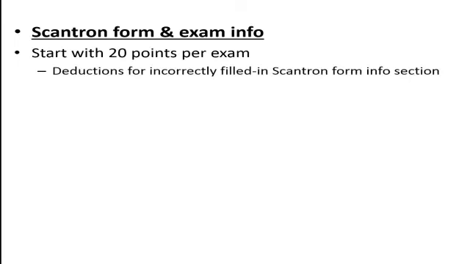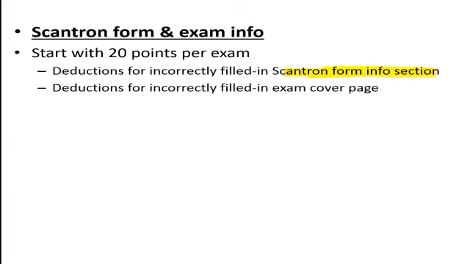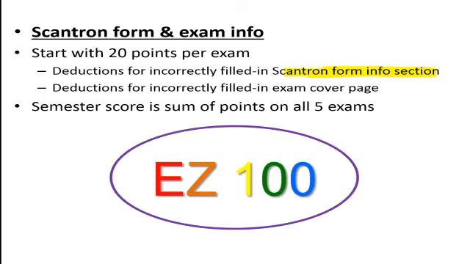2% of your grade is based on making sure you provide us with the correct information. Each exam you'll start with 20 points, and then if you don't fill in the Scantron form info section, there'll be deductions. If you don't correctly fill in the cover page, just give us your name and G number, there's deductions. These are easy points. Everybody should get 100. The main reason not to is you're just not paying attention. So we'll guide you through this, and just pay attention that there's 2% that you should definitely nail.